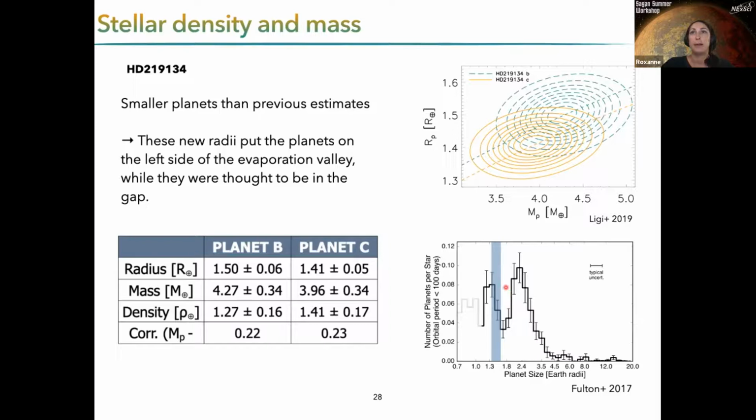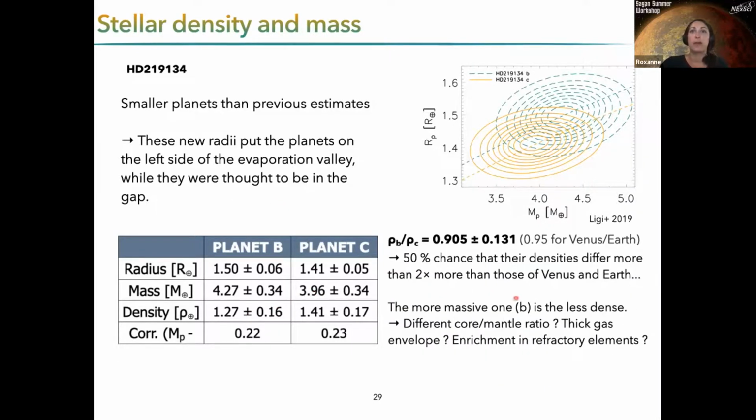So now with our estimates that are presented here for the two exoplanets, we put the planets out of the photoevaporation gap that I mentioned at the beginning. Before this study, I mean, with other studies, those planets were in the evaporation valley. And another thing which is very interesting is that the two planets are supposed to have similar composition. That's what we found. But planet B is more massive than planet C, while it has a lower density.